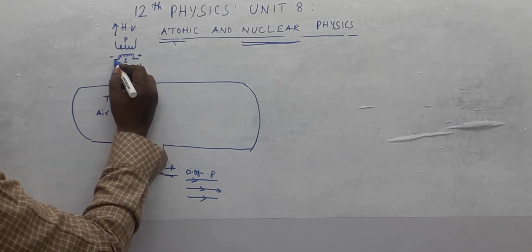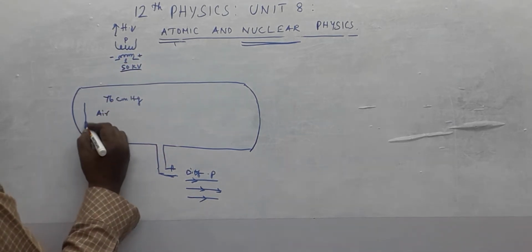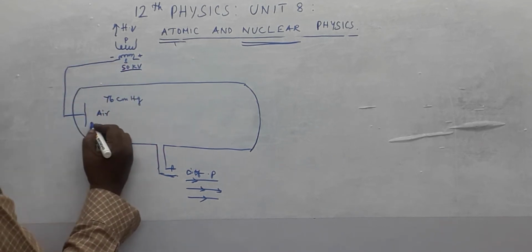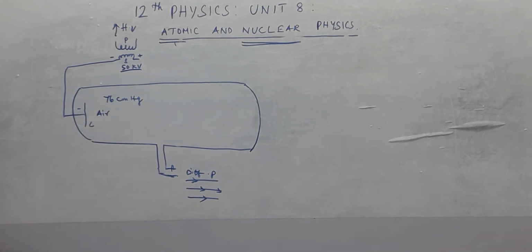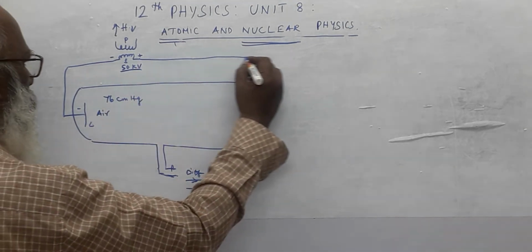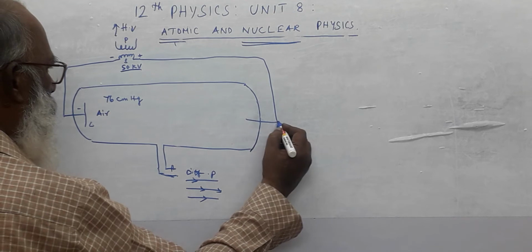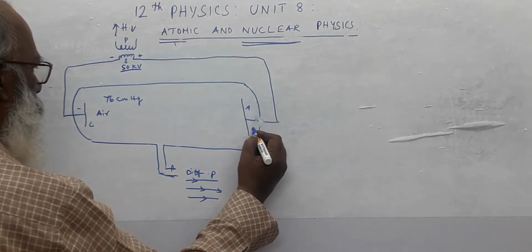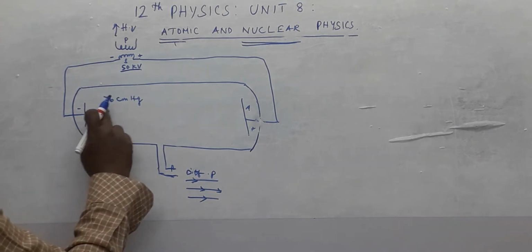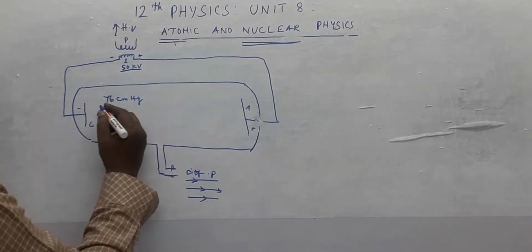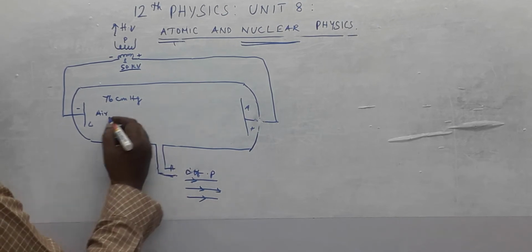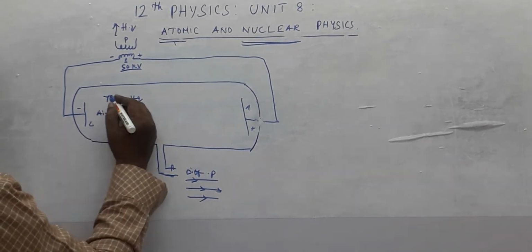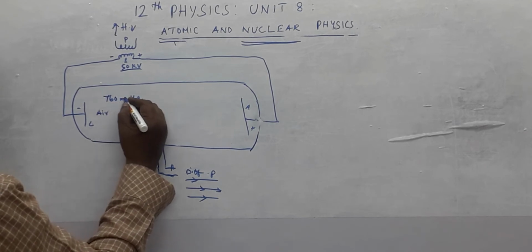The negative voltage is connected with the cathode. This is called the cathode, negative voltage. And the positive is nothing but the anode terminal. This is called the anode, positive. At atmospheric pressure, what is the pressure inside the tube? 76 centimeter, or you may write 760 millimeter, right?